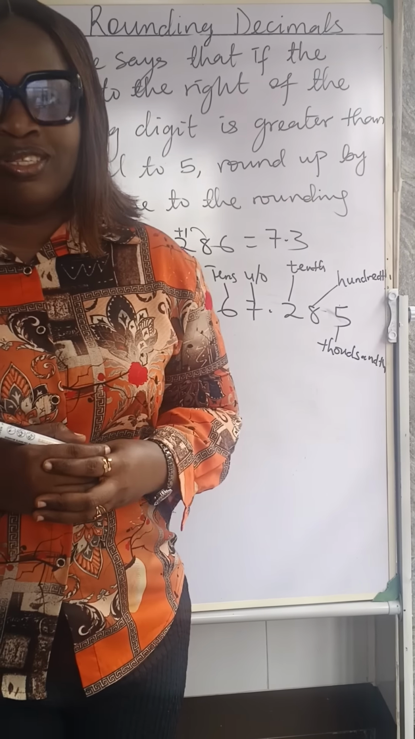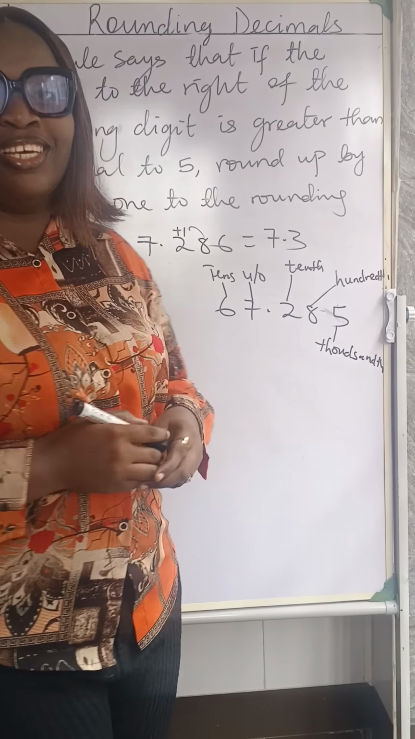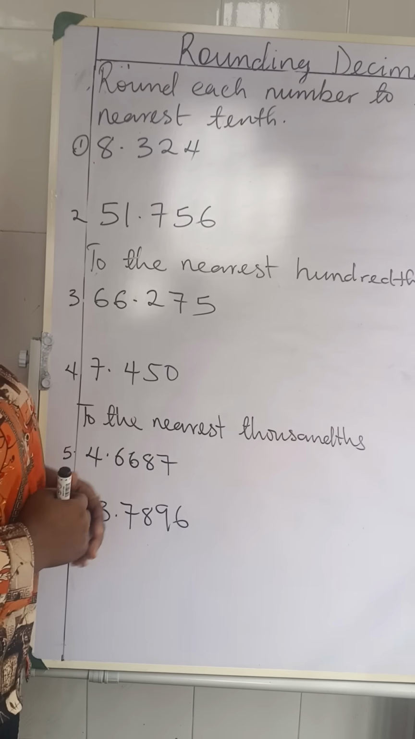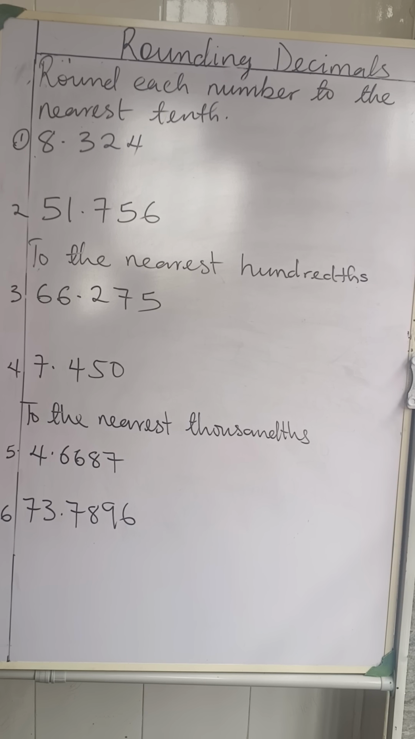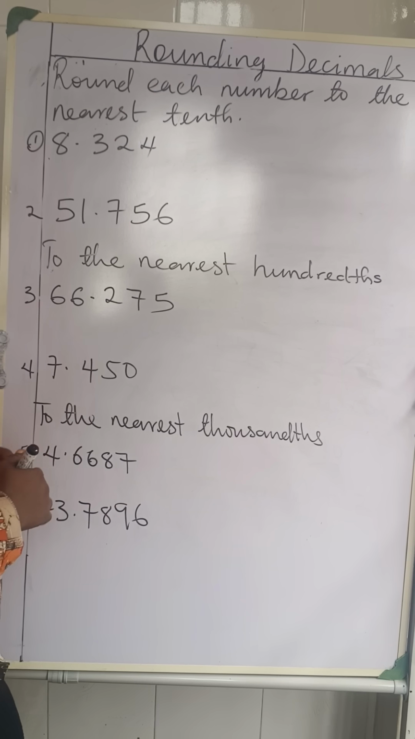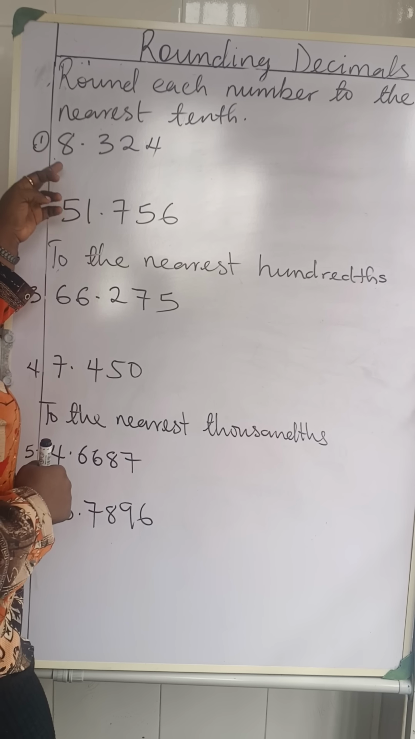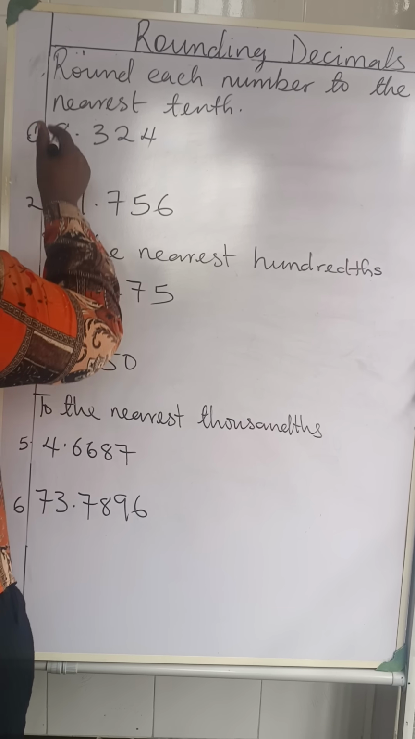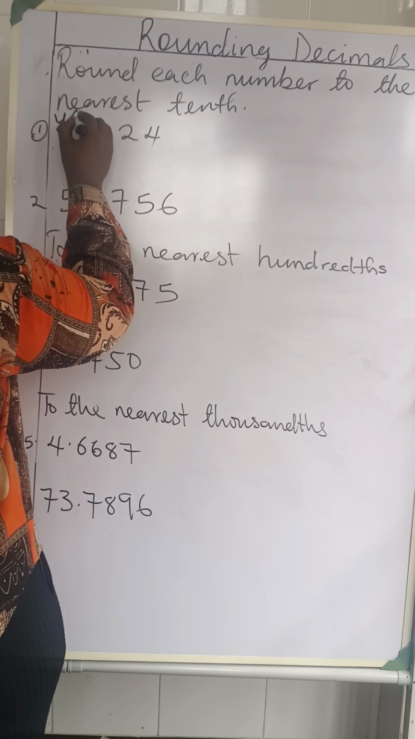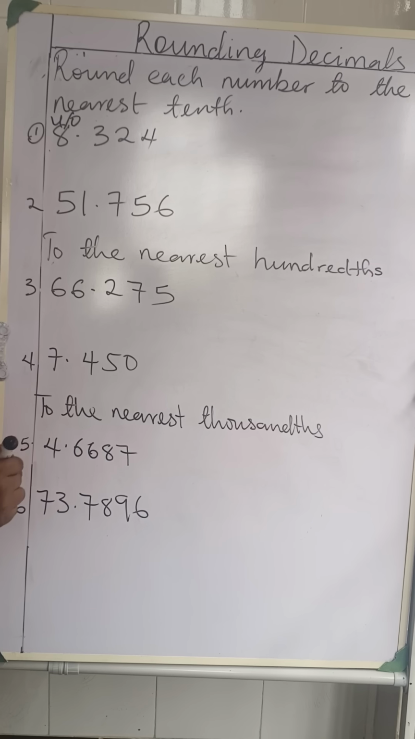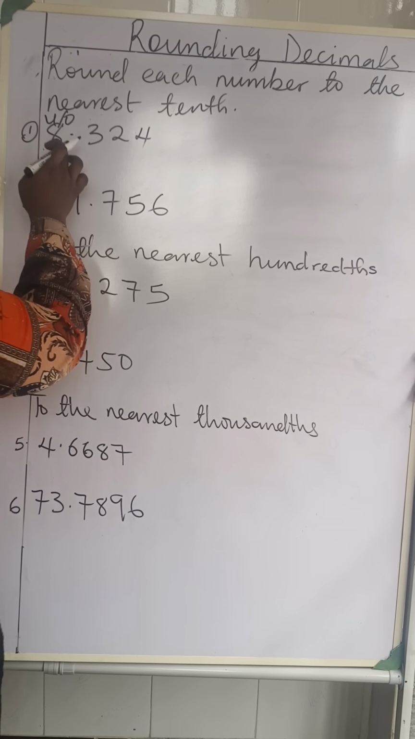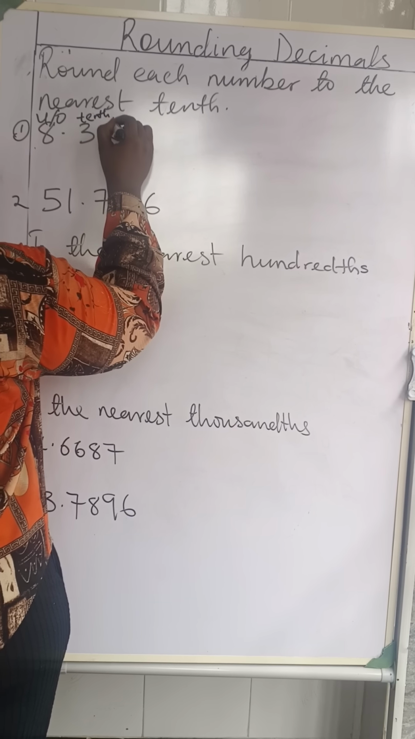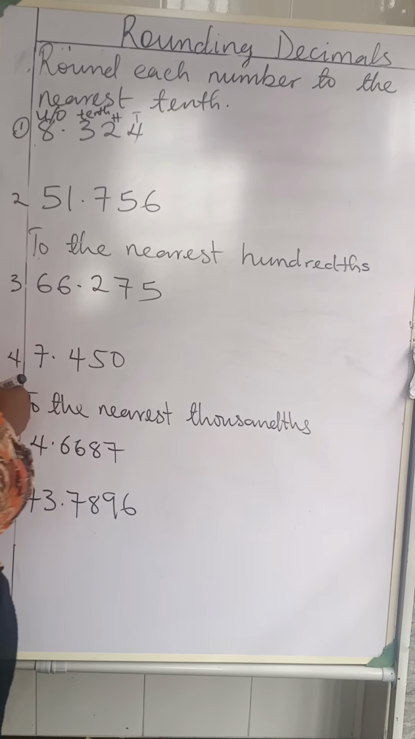Let's look at other interesting questions on this topic. Now, let's look at this. We have round each number to the nearest tenth. We have number 1, 8.324. As usual, you already know that this is the whole number we have here, which is the unit or ones. After the decimal, you have your tenth. And this is your hundredth, and this is thousandth.